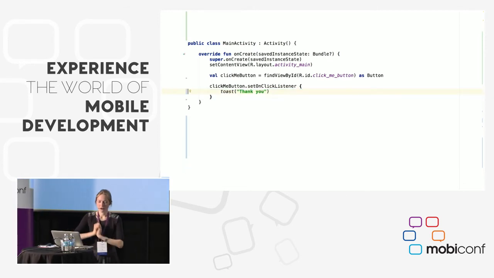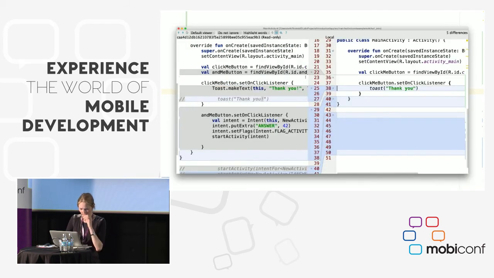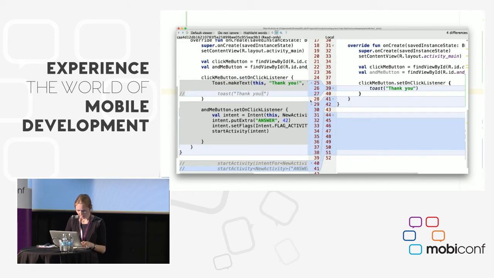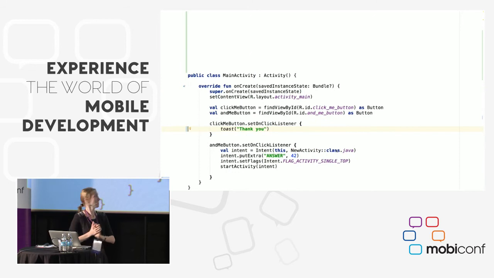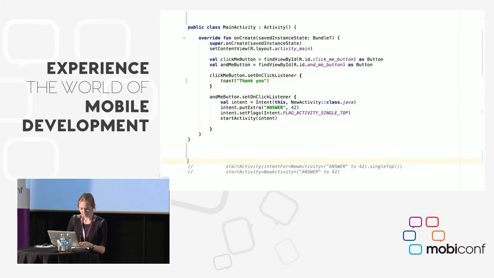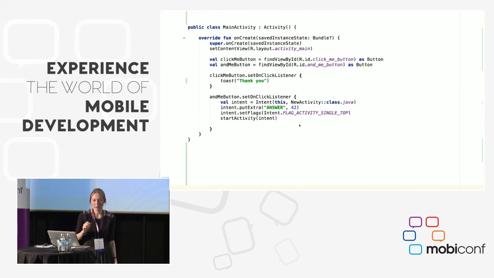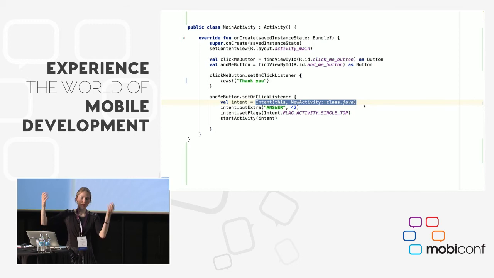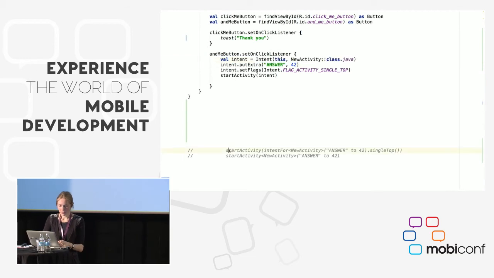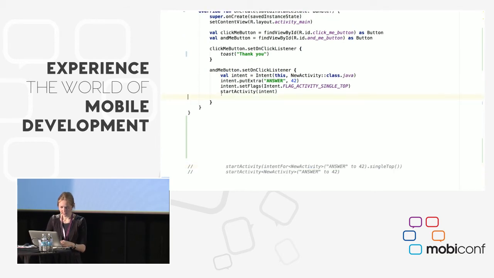Okay, but I've shown you that there was another button. Yeah, here it is. Sorry, just a second. I want to show you how to, for example, start a new activity in Kotlin. You can just do it as usual, as in Java. Just create an intent, put some arguments to it, and start an activity. But in Kotlin, you can do it in a bit more concise way, like this.